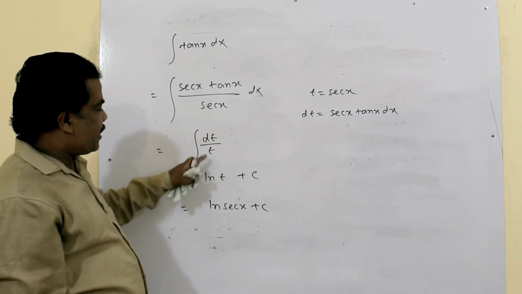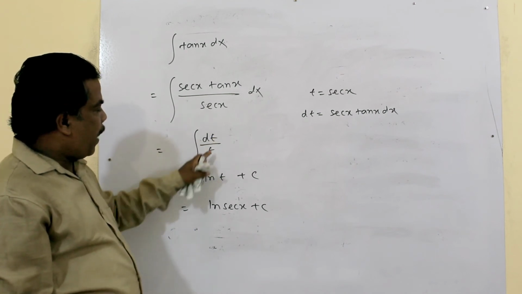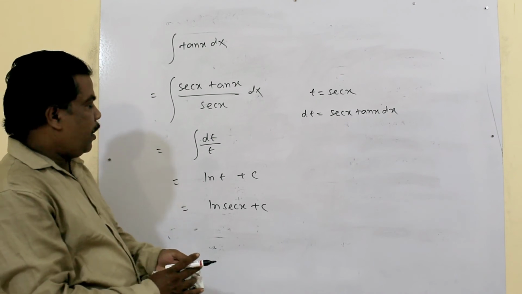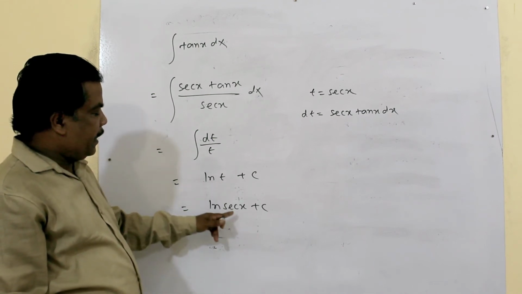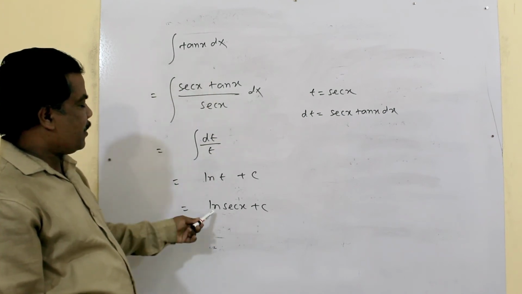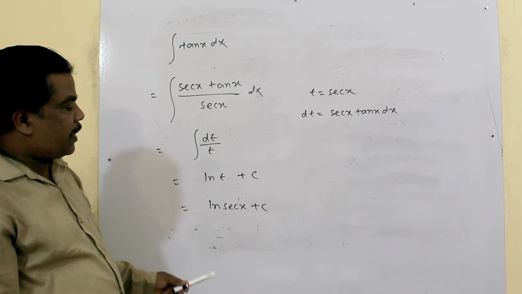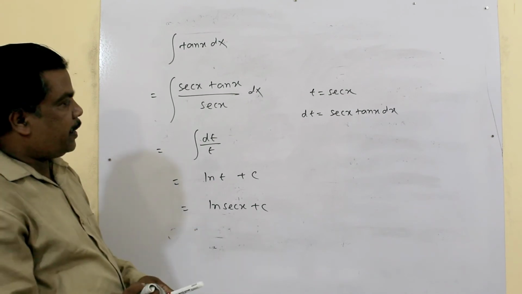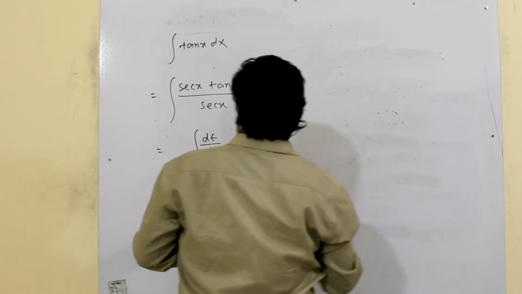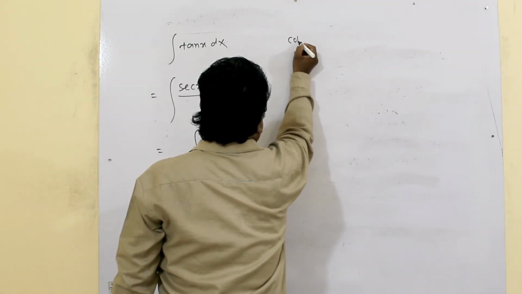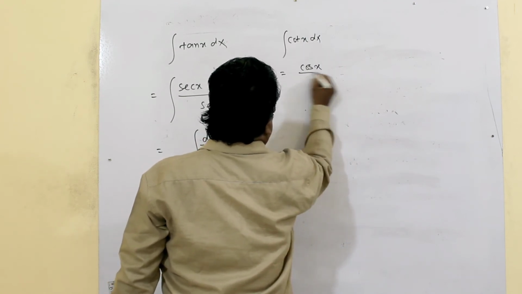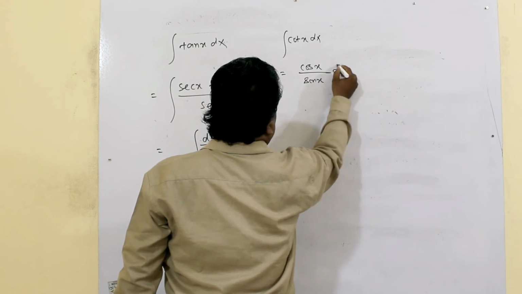As the integration of dx by x is ln x, and du by u is ln u, so dt by t is ln t, and in place of t we put sec x. Hence we remember that the integration of tan x dx is ln sec x plus c. Again we find the integration of cot x. Now cot x is equal to cos x by sin x.